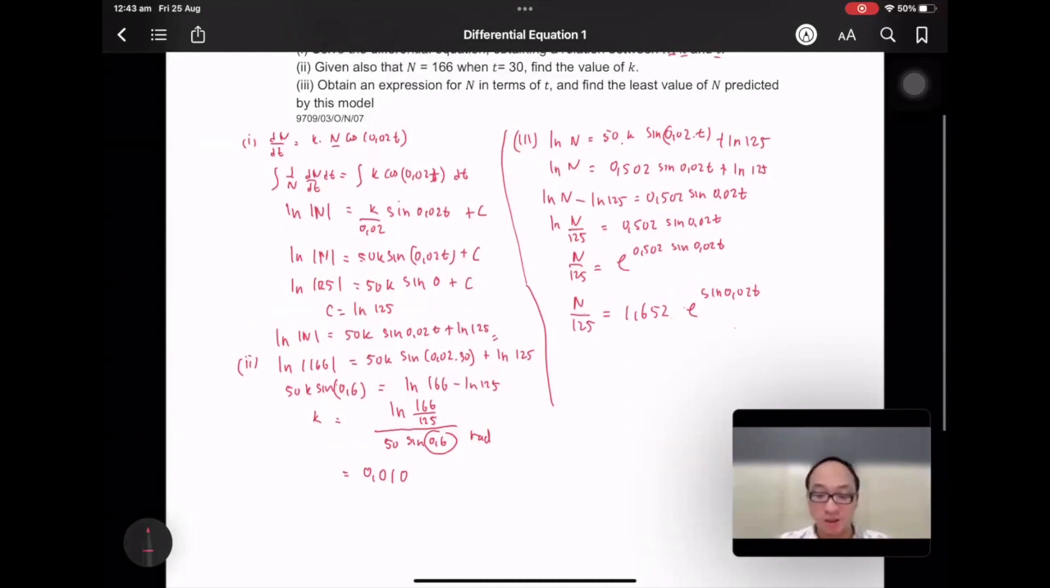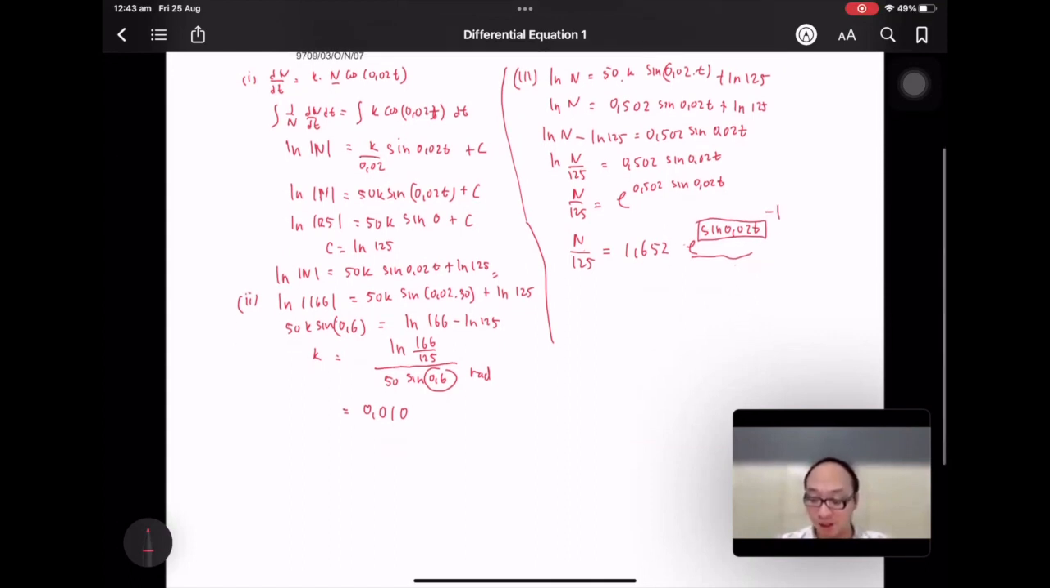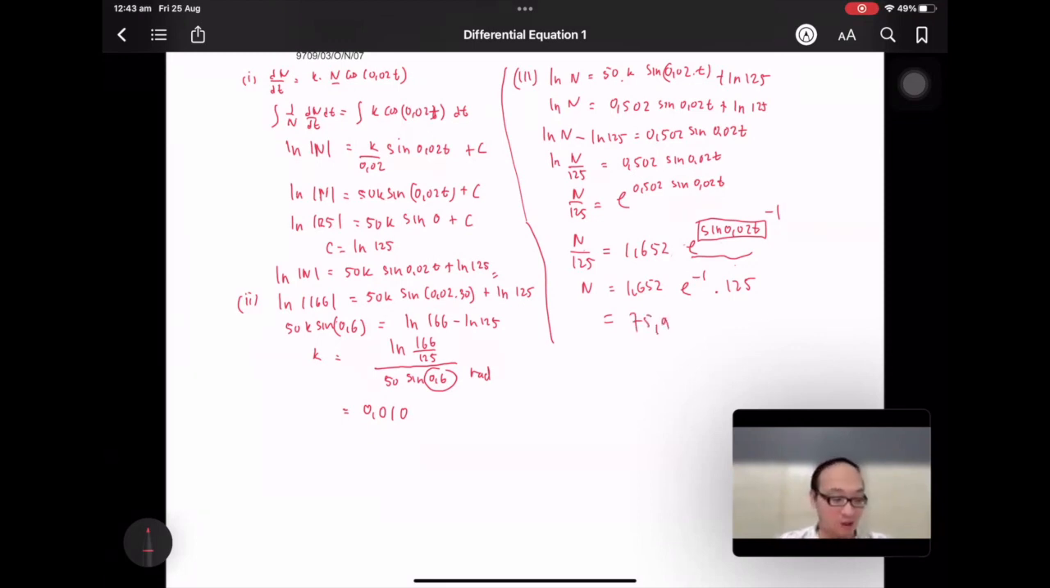Since we are looking for the least value of N, this value of N can be reached when e to the power of sine(0.02t) is the least value. And we know that the least value of sine(0.02t) equals -1. So that means N equals 1.652 e to the power of -1 times 125. And this equals 75.97.